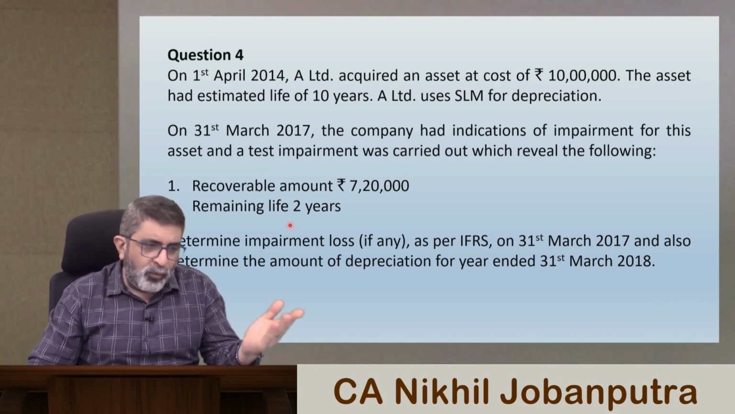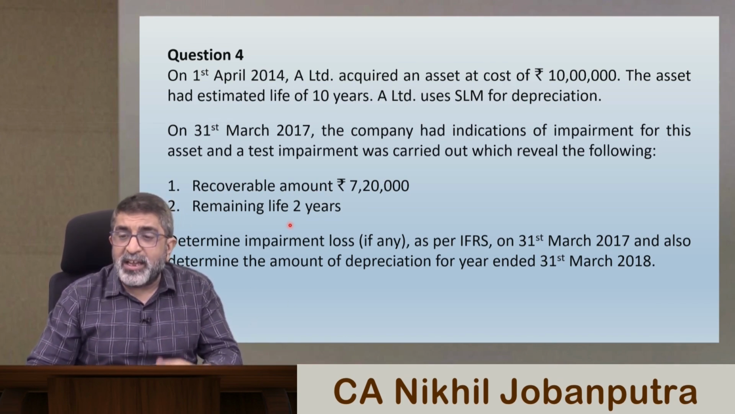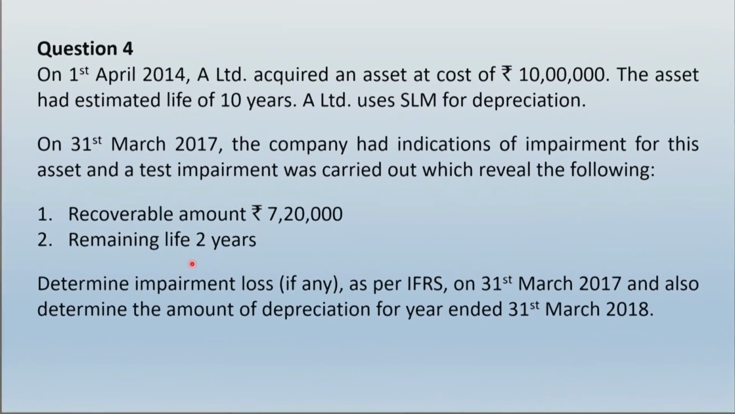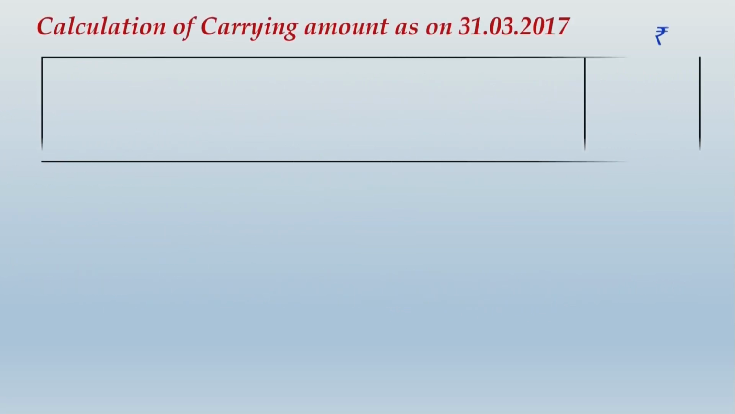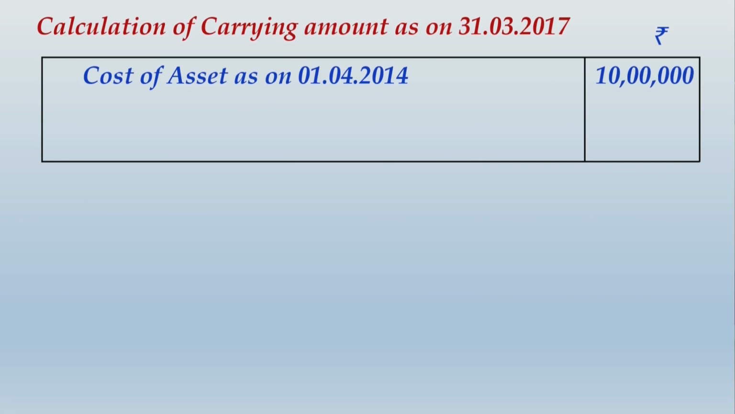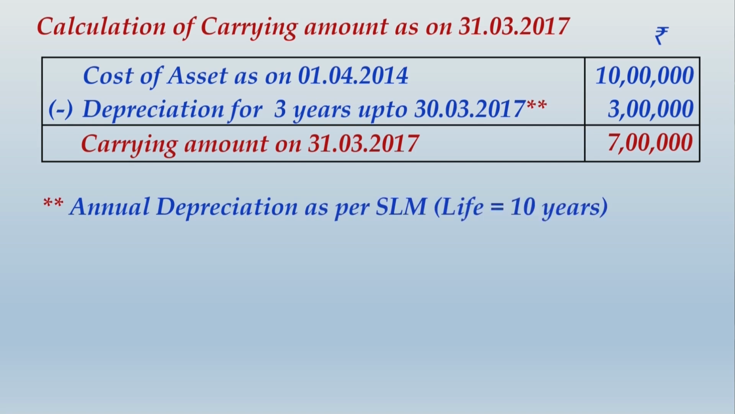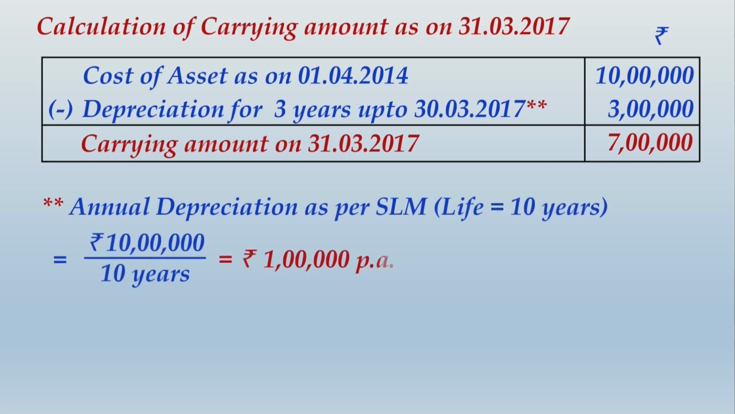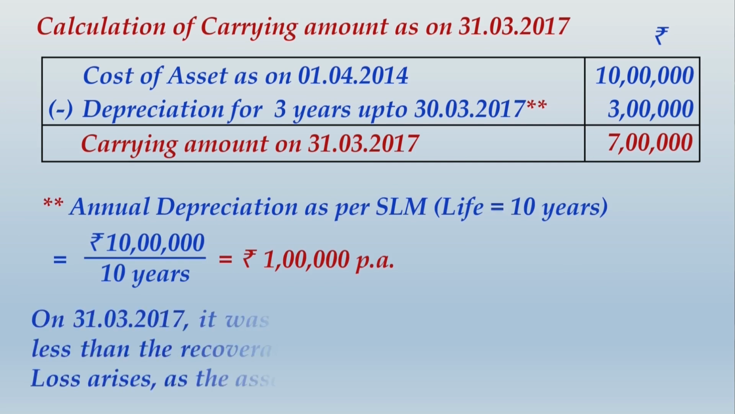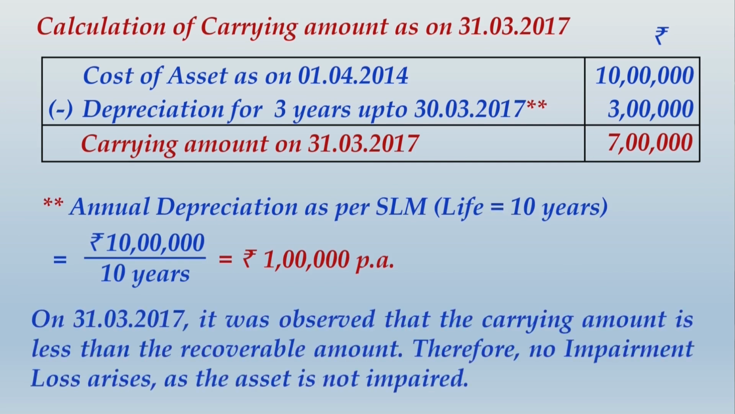As a result, once you are clear with what you have to do in this solution, let us put up the solution over here. So first thing what you will do is carrying amount on 31/3/2017. I have already explained it to you. You will be charging 3 years depreciation, and that will be computed as 1 lakh every year. For 3 years it will be 3 lakhs. So on 31st March 2017, the carrying amount does not exceed the recoverable amount, so no impairment loss arises and the asset is not impaired. Let us move ahead and continue further.